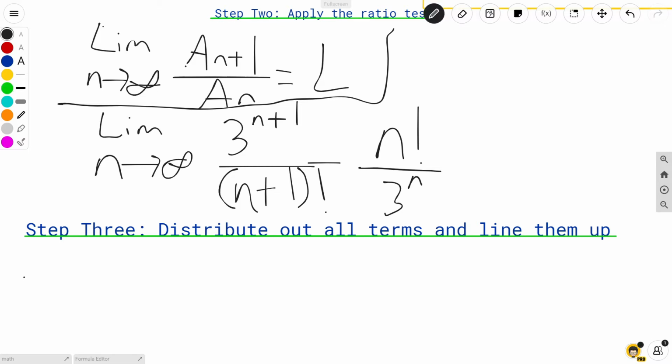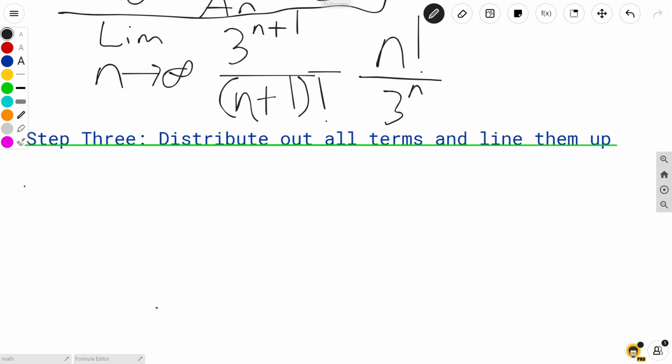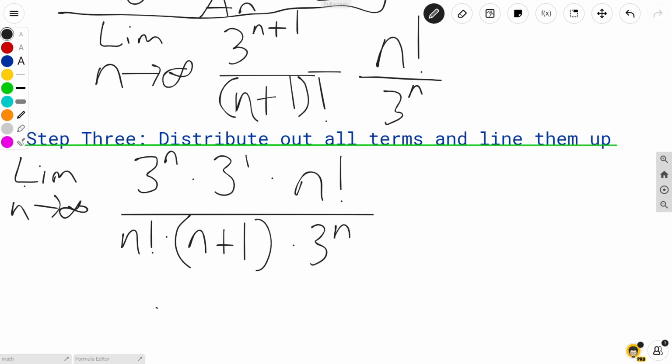Notice right here we can actually distribute a lot of terms out. So the limit as n goes to infinity of 3 to the n plus 1 can be rewritten as 3 to the n times 3 to the 1, times n factorial divided by n plus 1 factorial can be rewritten as n factorial times n plus 1 factorial, times 3 to the n. And now we distributed all the terms.